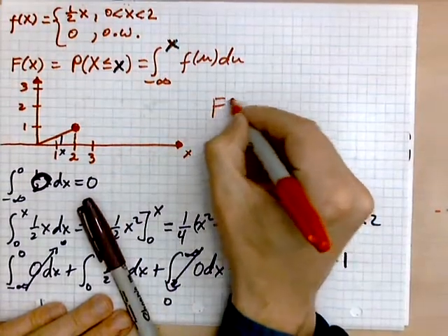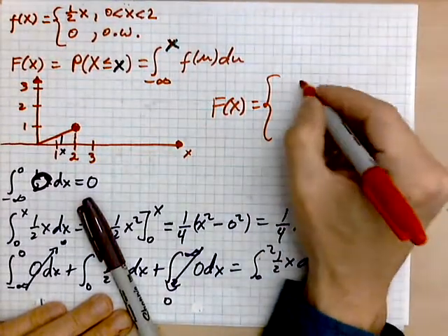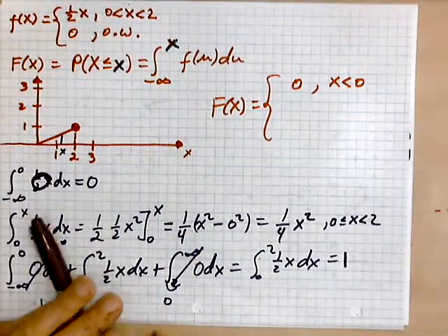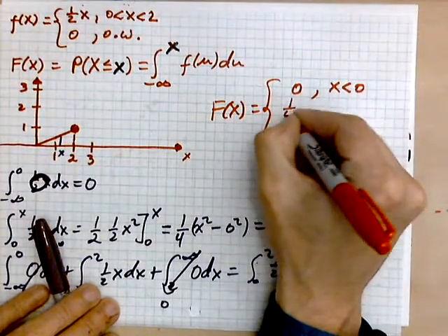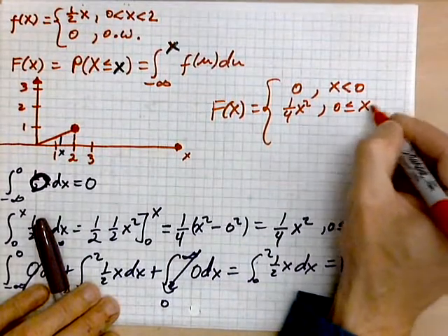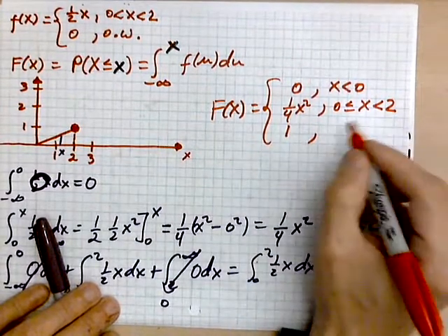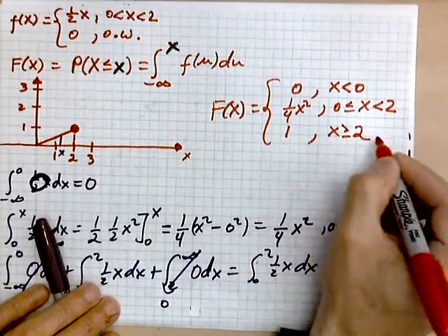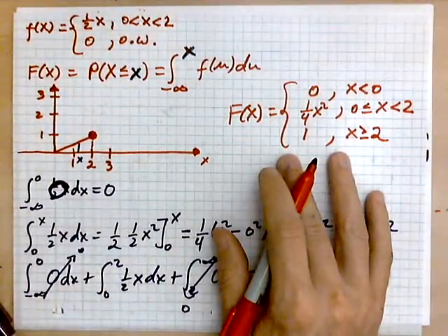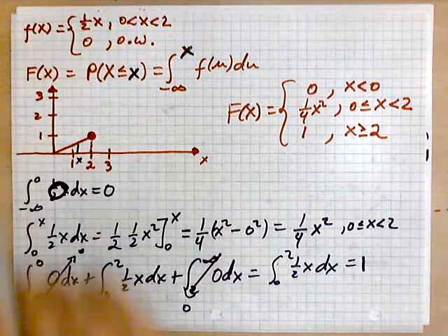Big F of x, the probability distribution function, is given by the following. 0 for x less than 0. It's 1/4 of x squared for 0 less than or equal to x less than 2. And then it's 1 for x is greater than or equal to 2. Okay? So this is the probability distribution function of this probability density function.